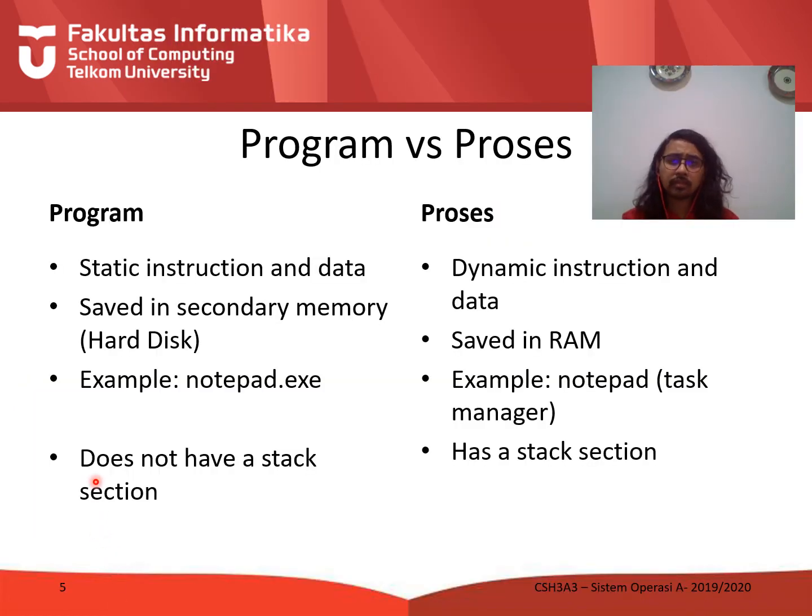So here are some key differences between program and process. A program is a static instruction and data, and a process is a dynamic instruction and data. A program is saved in the secondary memory or in the hard disk. A process is saved inside the random access memory or RAM. Example of program is notepad.exe. Example of process is notepad that you can see in your task manager. A program doesn't have a stack, the process has a stack. Those are some key differences between program and process.